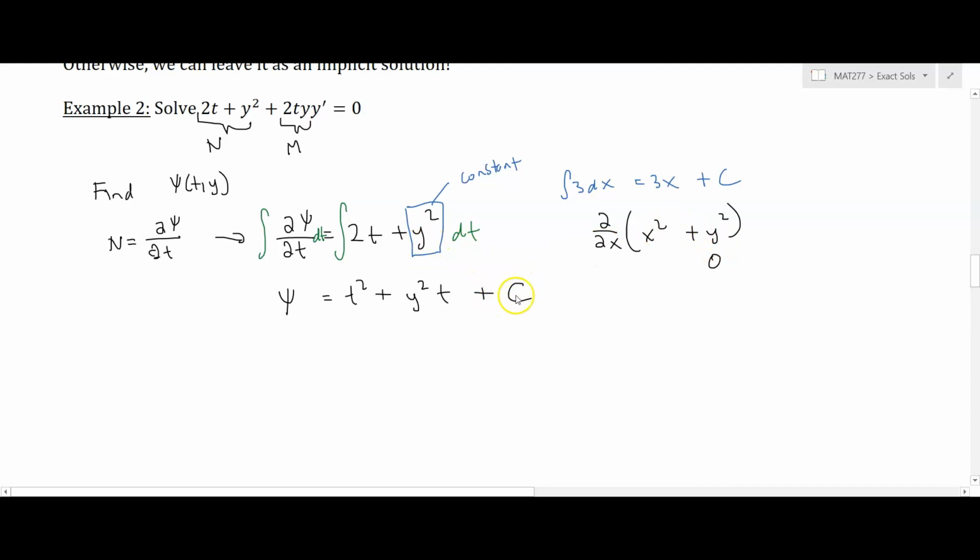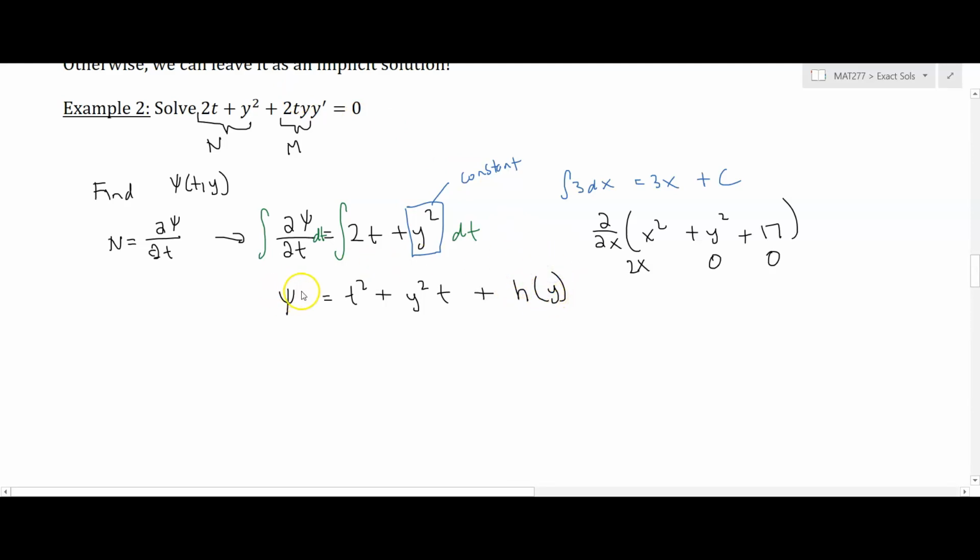Therefore, this constant here may have involved numbers. Like, this could have been x squared plus y squared plus 17, and the derivative of both y squared and 17 would be 0. So we would just end up with 2x as that derivative. So this is not necessarily just a constant. This is potentially some function of y.